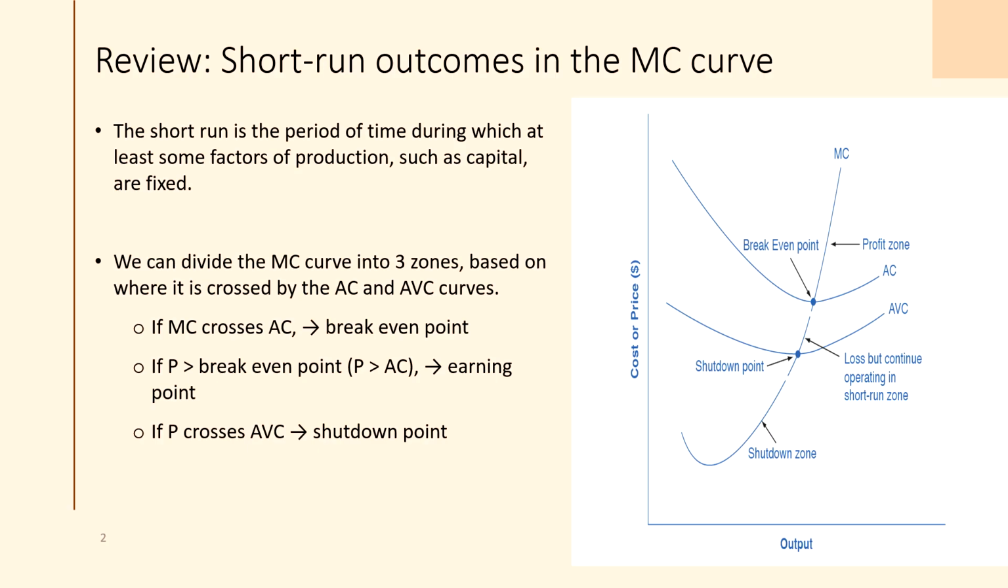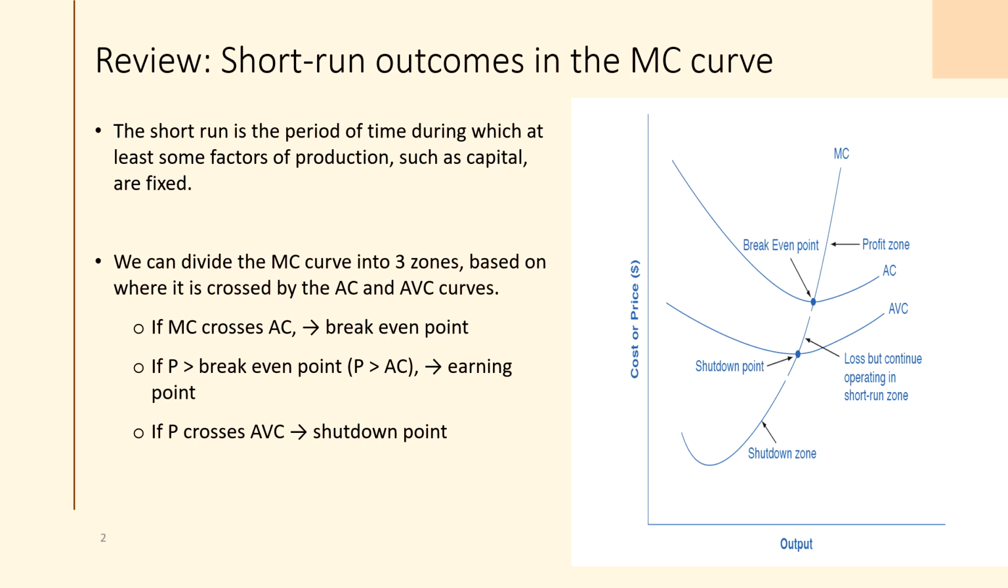Let's start with a quick review of the short run. The short run is defined as the period during which at least some inputs such as capital are fixed. Because of this, firms face cost constraints. We divide the marginal cost curve into three important zones using the average cost and average variable cost curves.